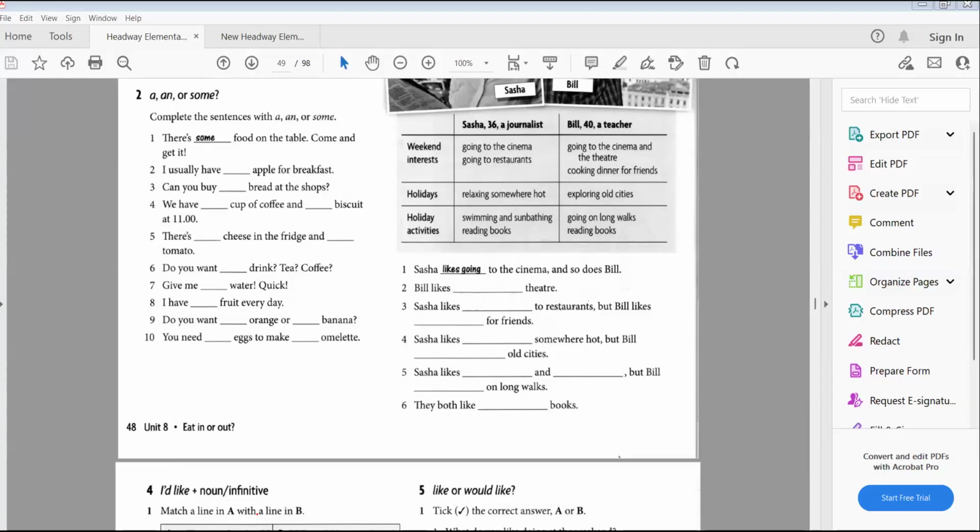Doctor, what am I supposed to do in this exercise? Filling up the gaps with the words. Yes. We have some information about Sasha and some about Bill, on the weekend, what they are interested in. So Sasha likes going to the cinema, going to the restaurant. So Sasha likes going to the cinema and so does Bill. Bill likes going to the theater. We just need to fill in the sentences from what's written here. Okay, I get it. Correct, Asma.